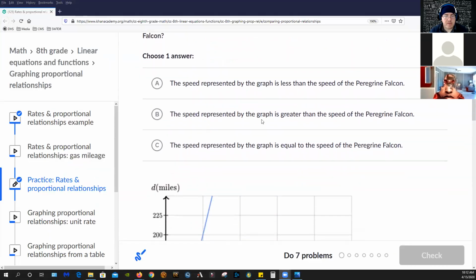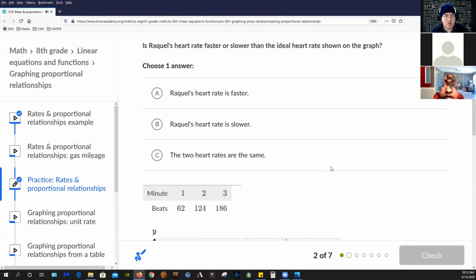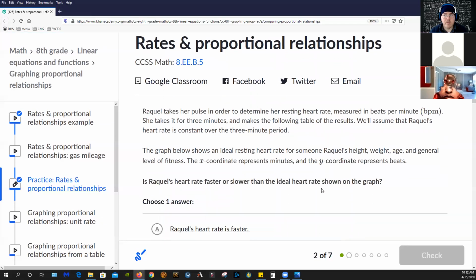So the speed represented by the graph is less than. So let's try this one, then we'll move on to something different.